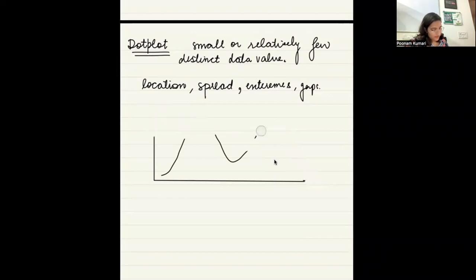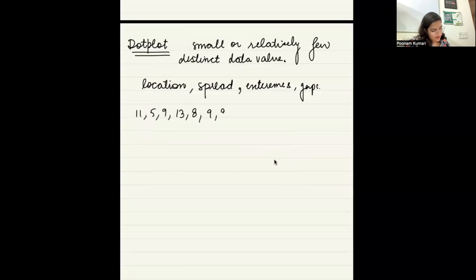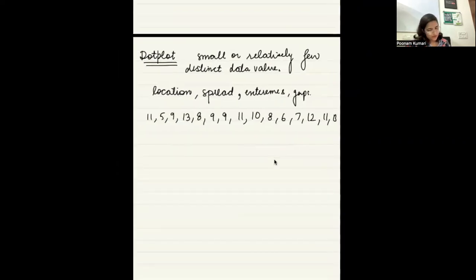All right. So how do you make a dot plot? Let's say we have the ages of different students. Their ages are the following: 11, 5, 9, 13, 8, 9, 9, 11, 10, 8, 6, 7, 12, 11, 13. This is the data that we have, and we have to plot it in a dot plot.